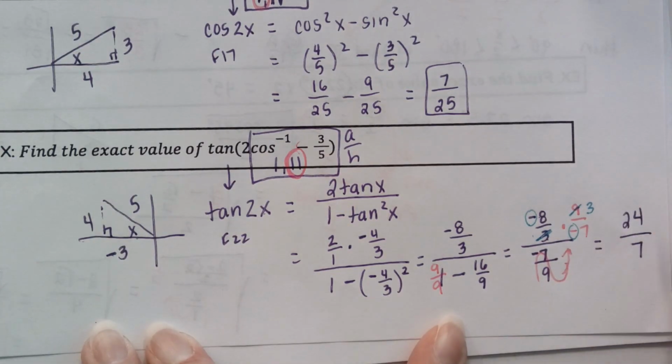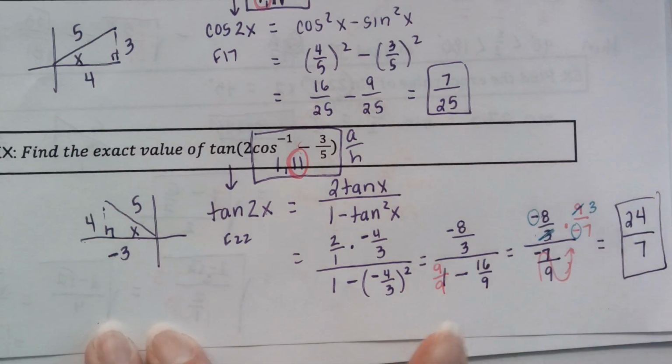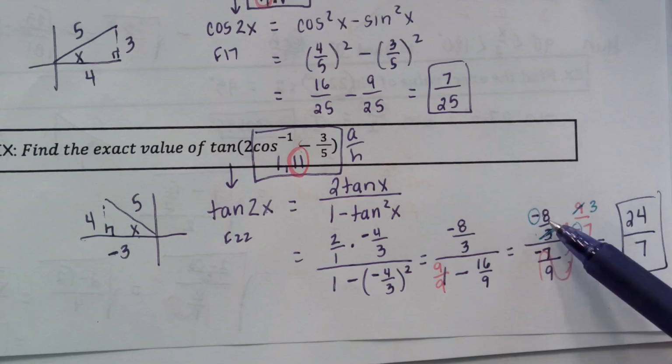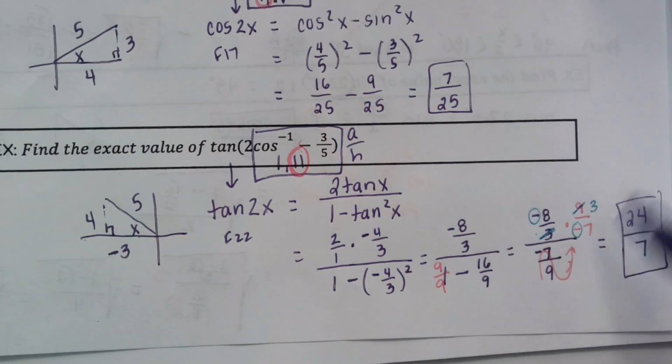I get 24 sevenths. If you hate that I did that step in blue, then you just do negative 8 times 9, write it down. 3 times negative 7, write it down. And then you simplify. I prefer to do it this way because I can do it without a calculator.